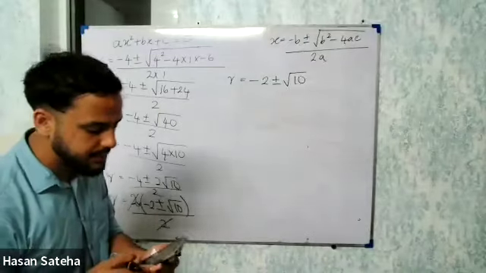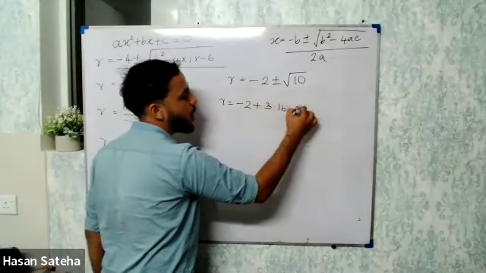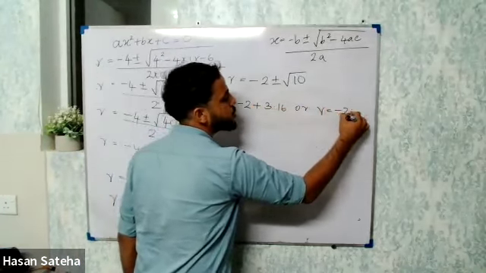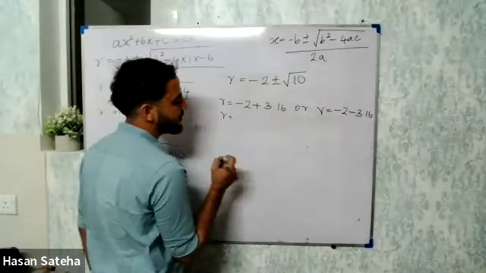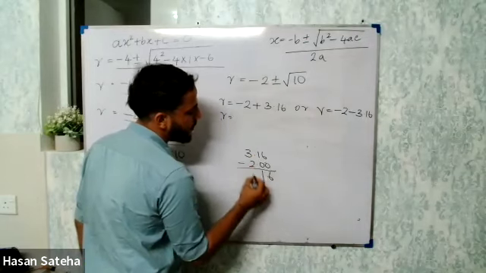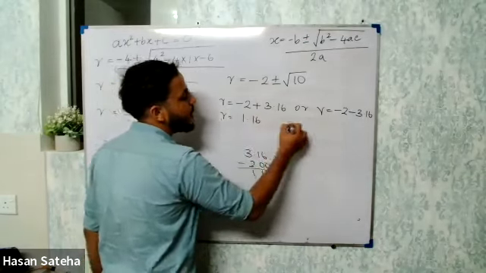That is equal to what? 3.16. Right. So then we can take two values. One is positive, one is negative. Two possibilities, right? R is equal to minus 2 plus 3.16, or R is equal to minus 2 minus 3.16. We take the positive value, R is equal to 3.16 minus 2, right? So 3.16 minus 2, what do you have? 1.16. Or minus and minus will add together. You have minus 5.16.